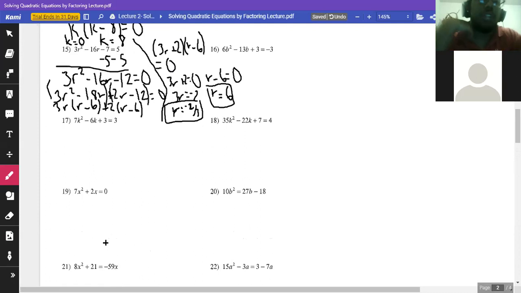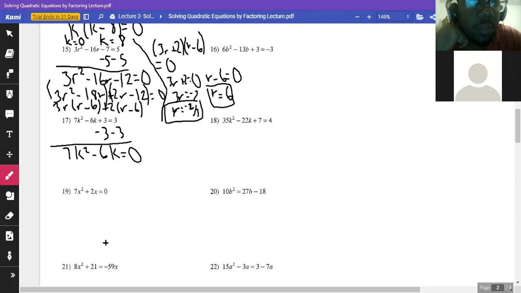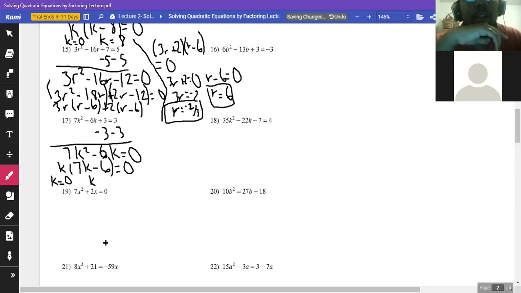Okay, last three, we're almost there. So again, I'm just going to take 3 away from both sides, set the right side equal to 0. It looks like I have two terms. So typically when I have two terms, that's a sign that I'm going to want to factor by GCF. And if I set both of these equal to 0, I get either that k is equal to 0, or if you did the math out here, k is equal to 6/7.